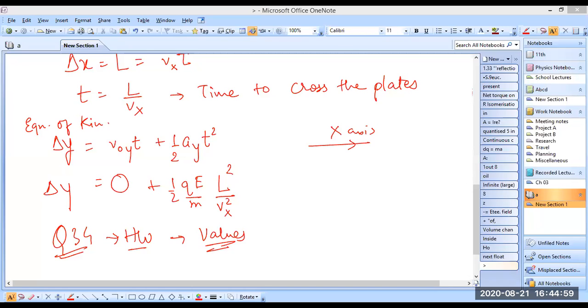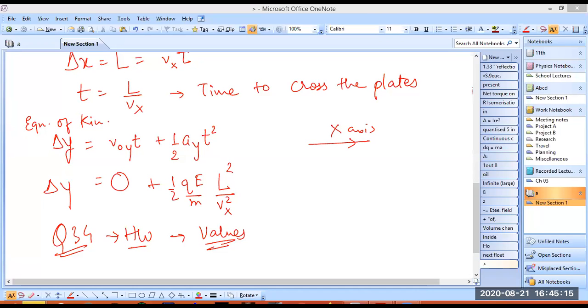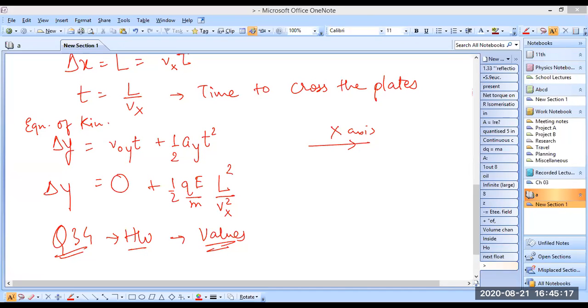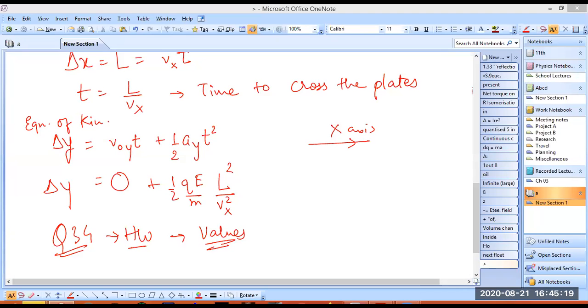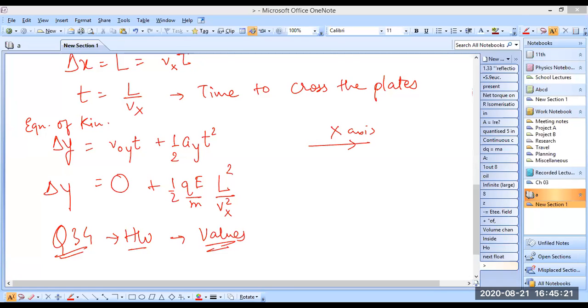So we have practically assumed that it doesn't hit. Okay, let's solve 26 now. Please give me a moment, I'm copying the question.